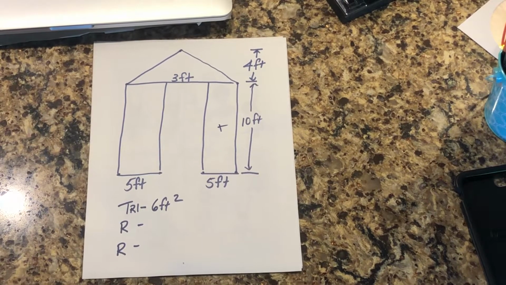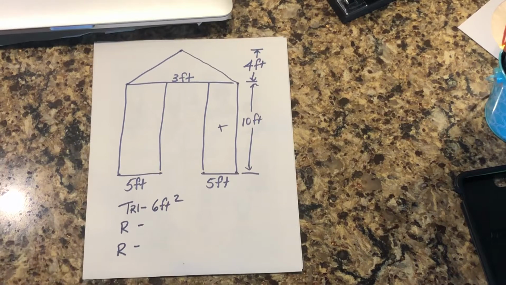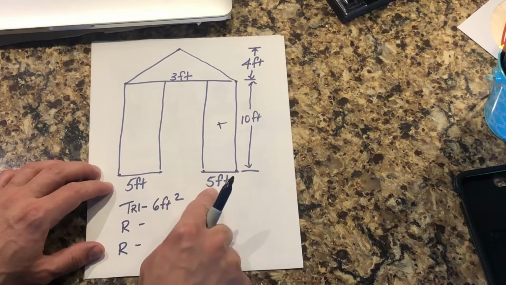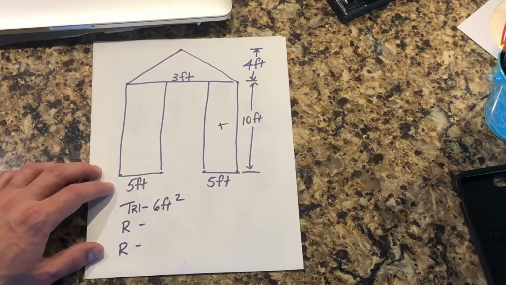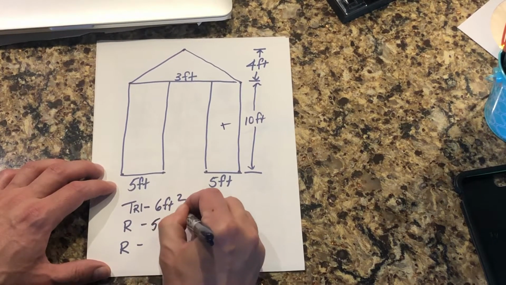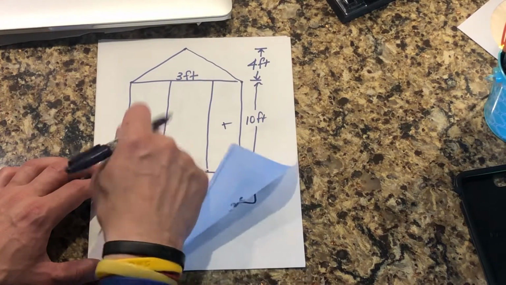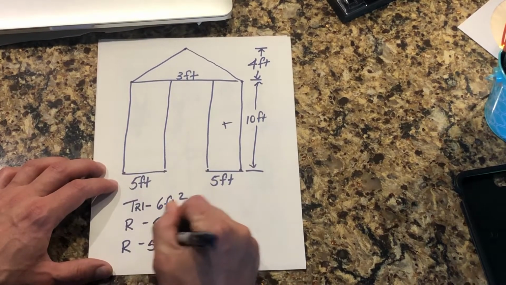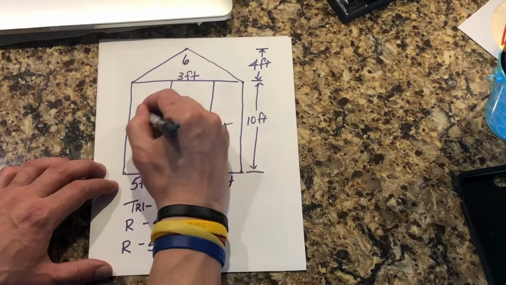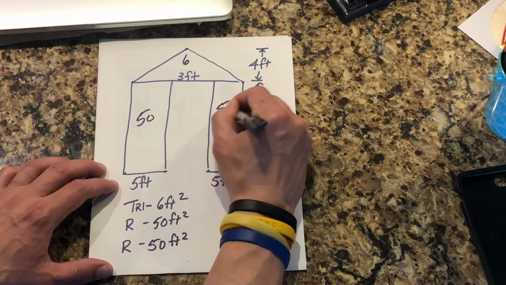So the formula for finding the area of a rectangle way back from the beginning of the chapter is base times height. So base times height, 5 times 10 would be 50 feet squared. And I know that this other rectangle here on the left has the exact same area. So I have 6 feet, 50 feet, 50 feet.